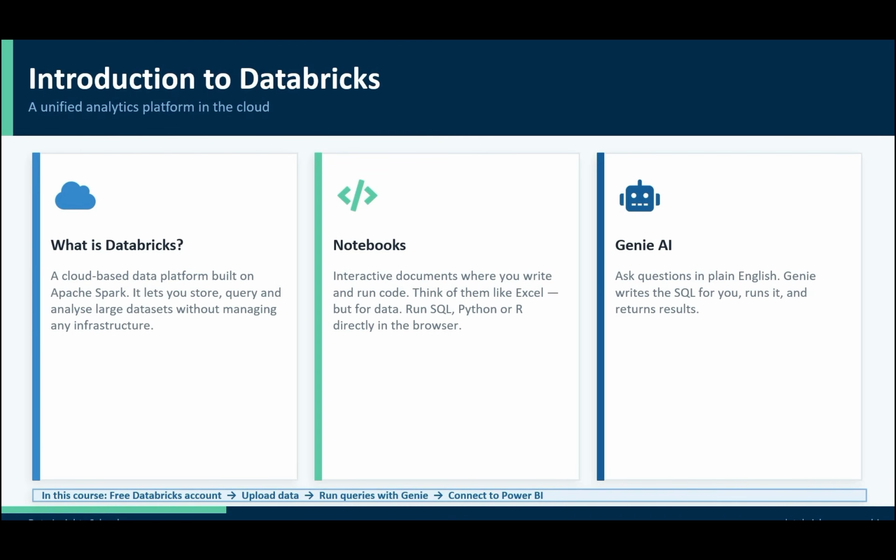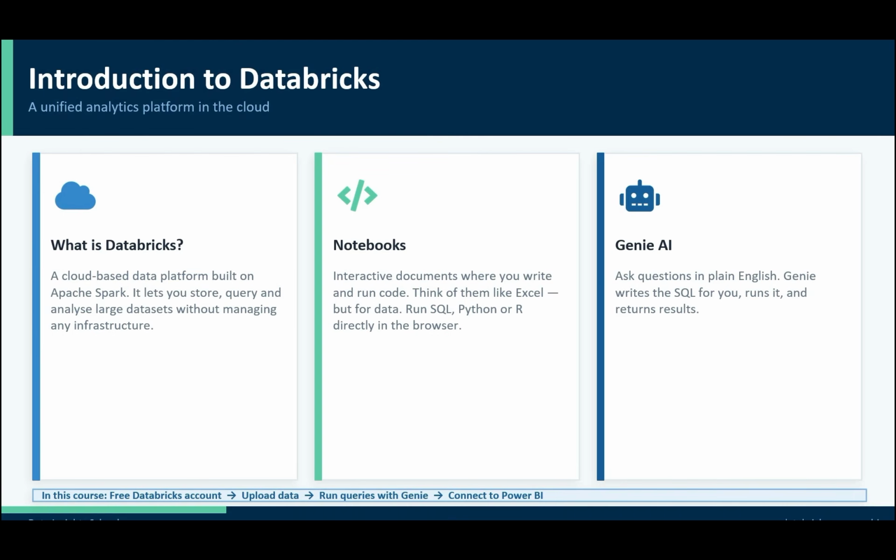Okay, and inside Databricks, we're also going to work with Genie AI. Genie lets you ask questions about your data in plain English, and it will write the SQL for you. So instead of needing to know how to code, we could just write a question such as, what are the top 5 neighborhoods by average price? And Genie will figure out the query, run it, and give us the answer. So we're going to demonstrate all of this, and we'll work with an Airbnb dataset to do it.